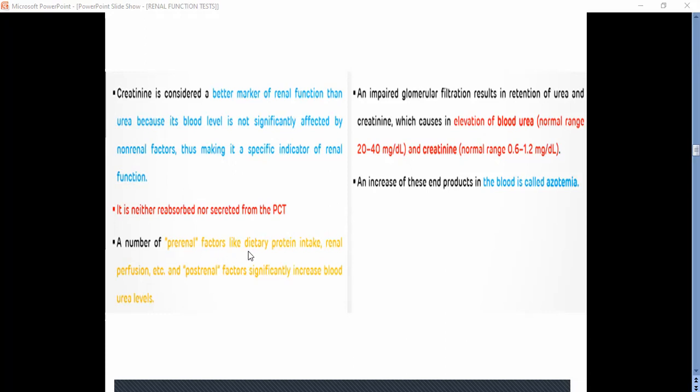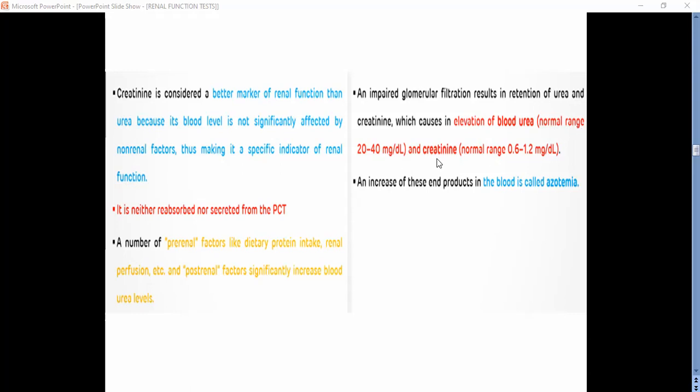A number of pre-renal factors like dietary protein intake and renal perfusion, and post-renal factors, significantly increase blood urea levels. So blood urea is not considered a better marker than creatinine, because the urea concentration depends upon dietary intake and other factors. An impaired glomerular filtration results in retention of urea and creatinine, which causes elevation of blood urea. The normal range is 20 to 40 mg per dl for urea, and 0.6 to 1.2 mg per dl for creatinine.